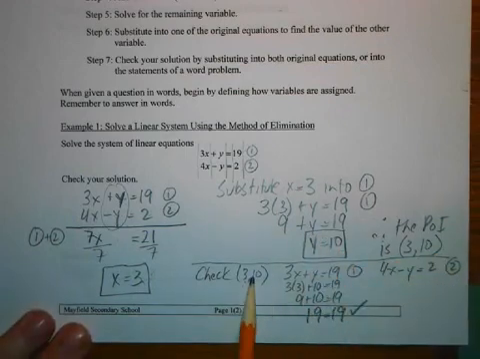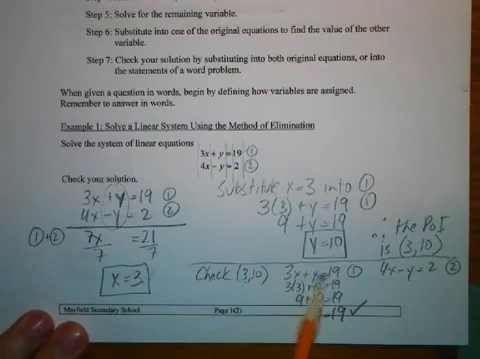So what does this tell us? This tells us that that point, (3, 10), is on the first line. Okay? It hasn't proven yet that it's the point of intersection. We actually have to prove it's on both lines before we can state that.